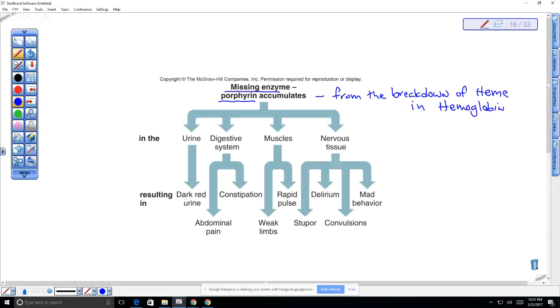So you just need to know that there are many different phenotypic characteristics that are associated with developing porphyria. And so, for example, you could just use some examples here. They have dark red urine, right? They have abdominal pain, constipation, weak limbs, stupor, convulsions, and then sometimes they go crazy. Right? And it's interesting, it runs in families. So, for example, one ancestor could have a problem with dark red urine, but none of the other characteristics. And then another ancestor could have problems with their behavior.